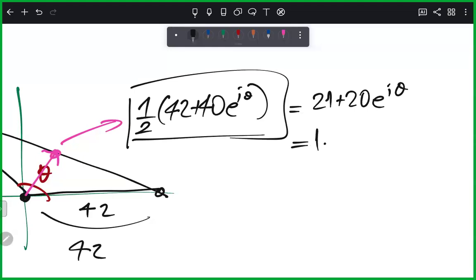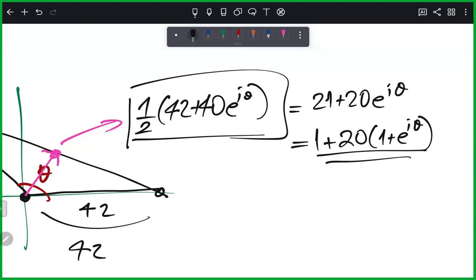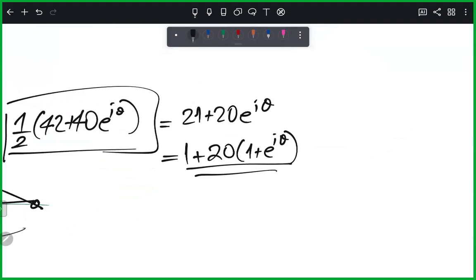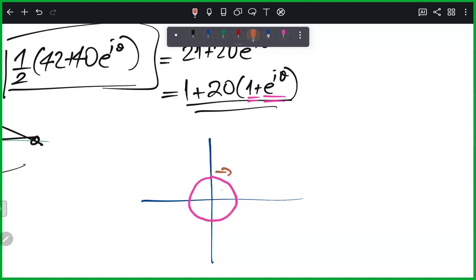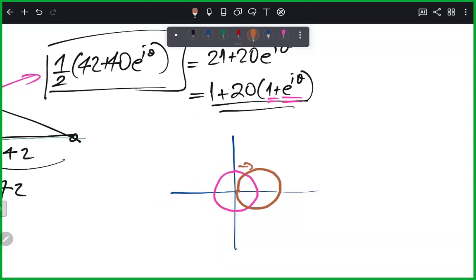Let's pull out 1, and then we just combine the rest in 20 parentheses. So this is 21 plus e to the i theta. Okay, and then let's check what the graph looks like of this thing, or the points on the complex plane. So I'm going to go one by one. So let's start with e to the i theta. e to the i theta is a unit circle centered around 0. When I add 1, it means I'm shifting it 1 unit to the right.